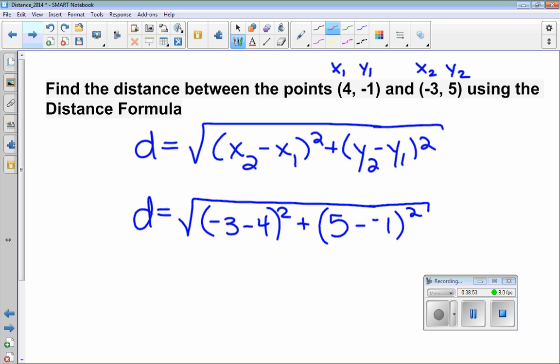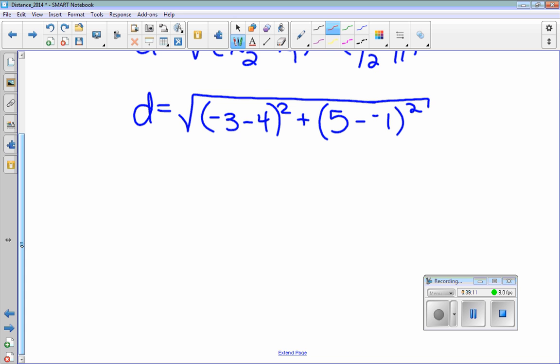What do we do next? Knowing what I know about the order of operations, what do I do next? Start the inside of what? The parentheses? Perfect. Good job. So -3 minus 4 is what? -7. Squared plus. And then I do the other set of parentheses, and I get 5 minus a -1, +6. Good, because when you subtract a negative, it becomes positive.